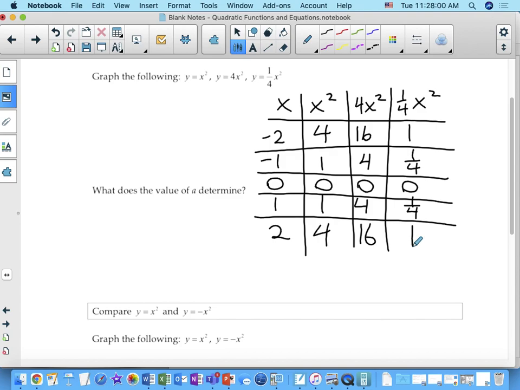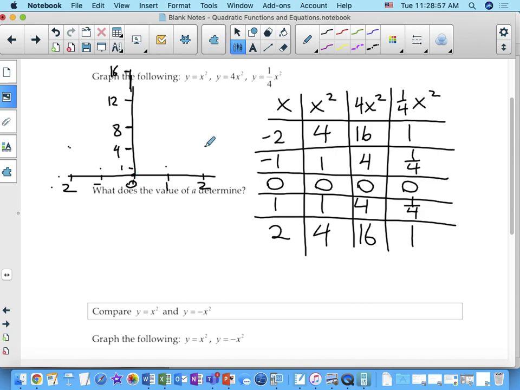Now if we graph these, it's tricky to graph them all on the same graph because the scale is going to be a little crazy, but that's okay. Let's put maybe 8 here and 16 here. This will be 4, 12, 1. I'm going to start by graphing y equals x squared. When x is -2, y is 4. When x is -1, y is 1. When x is 0, y is 0, then 1, 4.